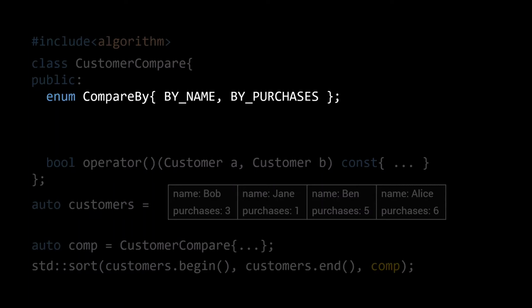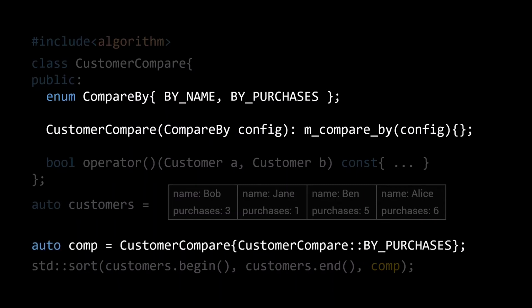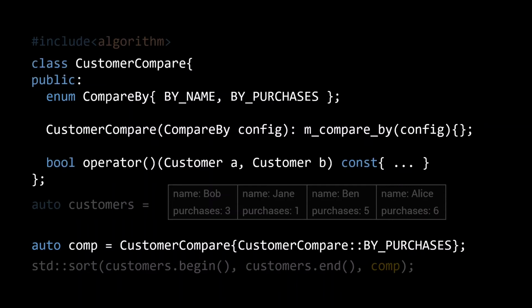We could, for example, have a single customer compare class that behaves differently based on the user configuration. We might, for example, change what it uses to make the comparison. In this case, it could either compare based on customer name or number of purchases. If we accept this compare by enum in our constructor, we can pass the desired behavior upon constructing the class. As you can see, this offers a lot more flexibility, but at the same time it has the disadvantage that we're adding a lot of boilerplate to make this all work.